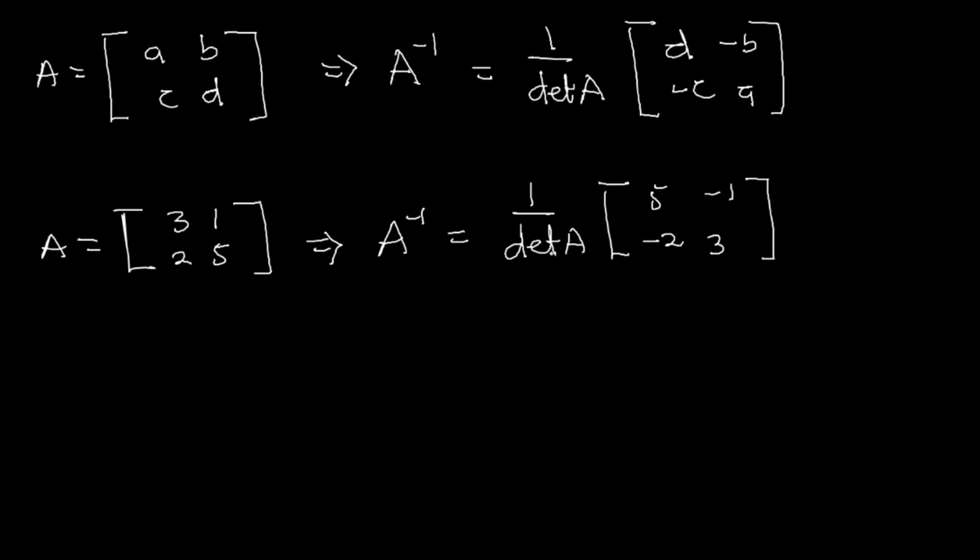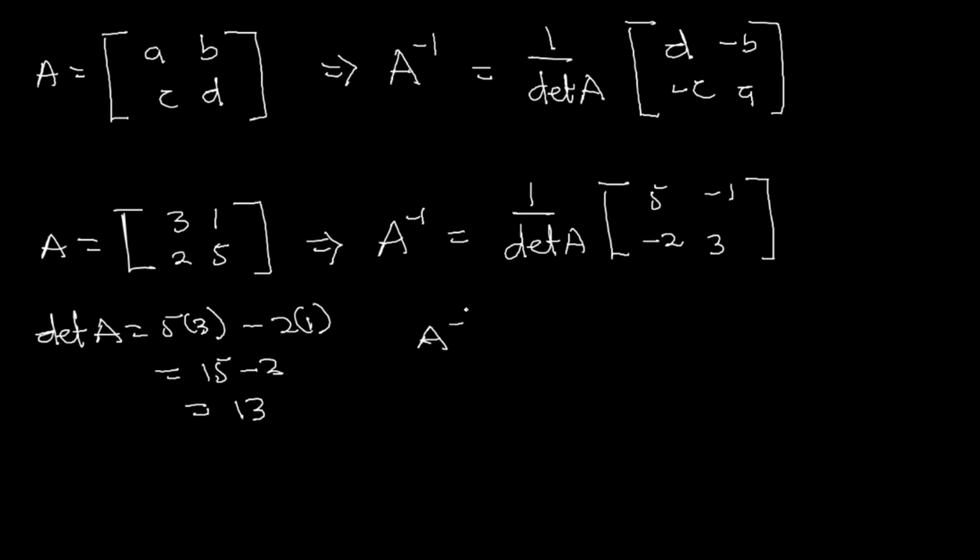Now let's find the determinant of A. The determinant of A is equal to the leading diagonal, 5 multiplied by 3, minus the following diagonal, which is 2 multiplied by 1. So this is 15 minus 2, which is 13. So the determinant of A is 13. Now that we have the determinant, our A inverse is equal to 1 over 13 multiplied by the matrix 5, -1, -2, and 3.